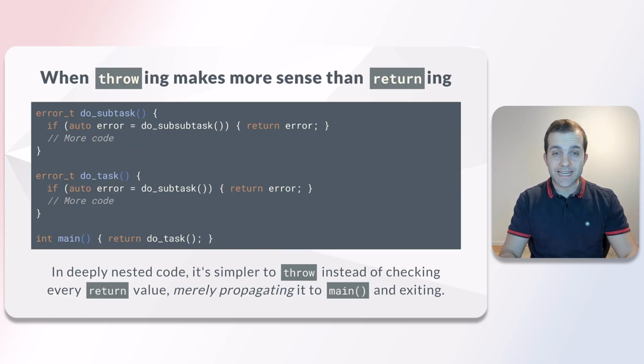Exceptions may make sense when you have deep call stacks and you want to avoid checking for unrecoverable errors in multiple places and then only propagating them up the stack. Your code becomes unnecessarily complex. If you cannot do anything about an error, then do consider throwing an exception instead of bloating your code by propagating errors just to exit gracefully.